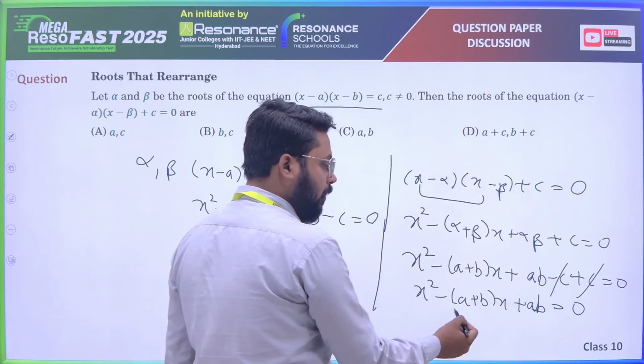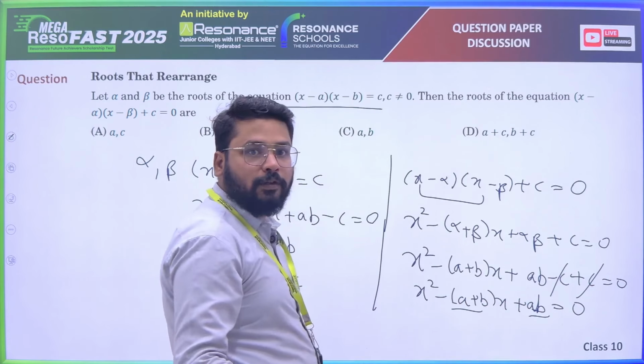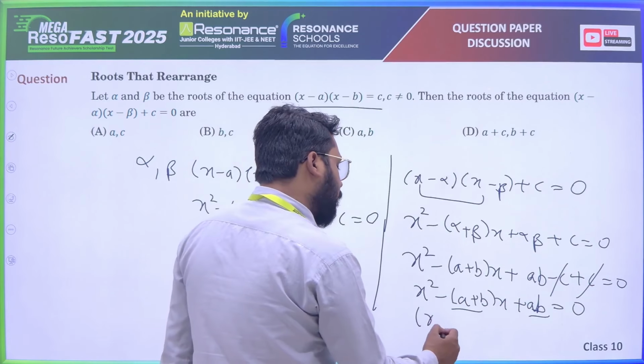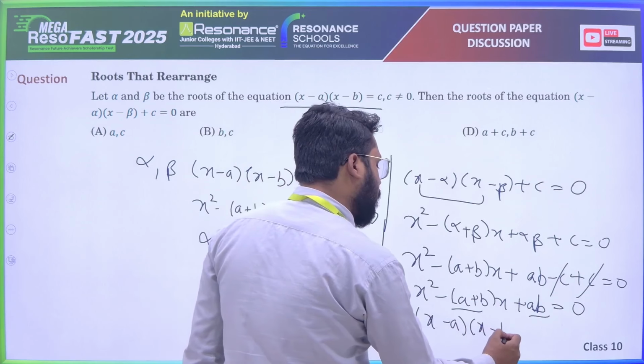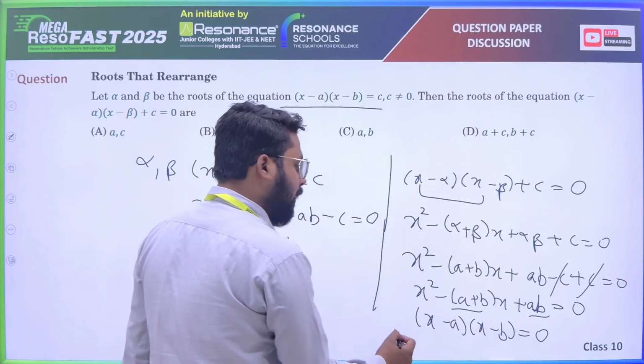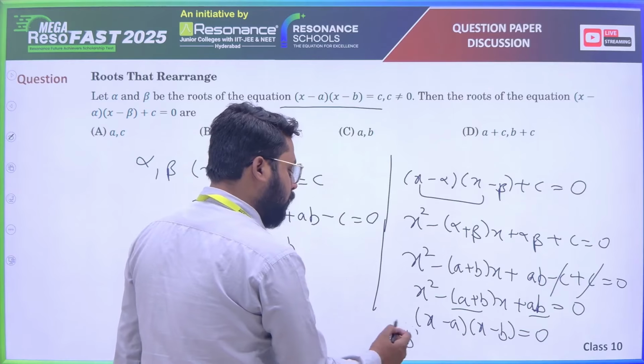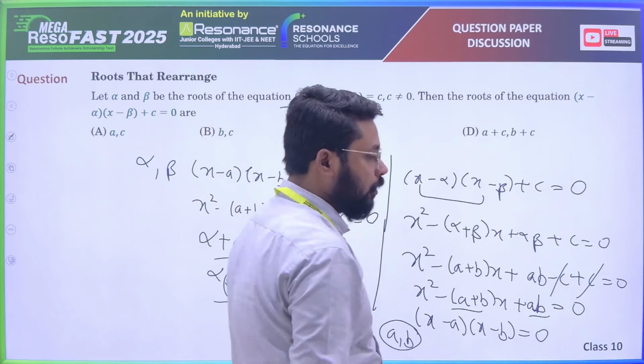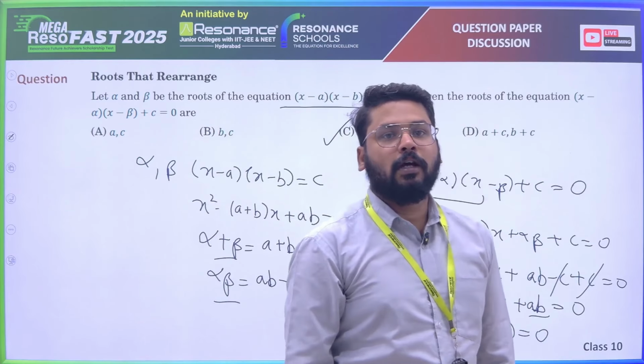So if you see, this will be the sum of the roots, this will be the product of the roots. So if you simplify it, you will get x minus a into x minus b equals 0. So from this you will get x equals a, from this you will get x equals b. So a comma b, C option: a comma b are the roots of our equation. Okay.